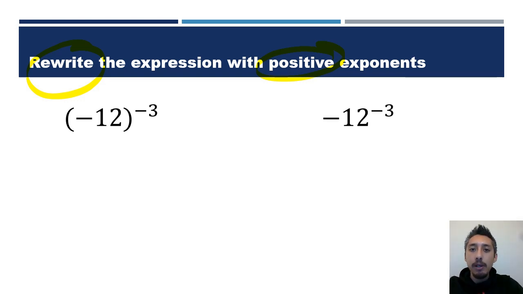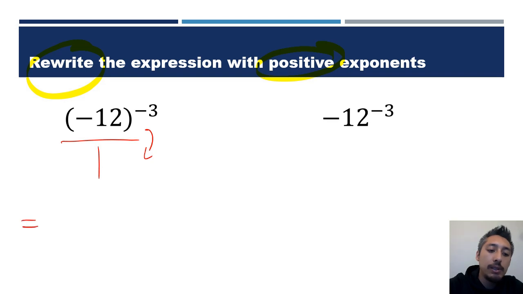We want to think about this problem as a fraction. To make this example into a fraction, all we have to do is put it over 1. So we have parentheses negative 12 to the power of negative 3, and in the denominator we have a 1. Again, we're trying to make that negative exponent into a positive, so we have to move the exponent and the base that it's attached to the denominator. Because of the parentheses, everything inside the parentheses is attached to that exponent, to that negative 3. So all of that is going to be moving down.